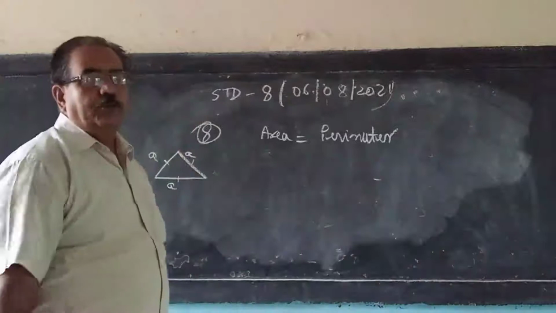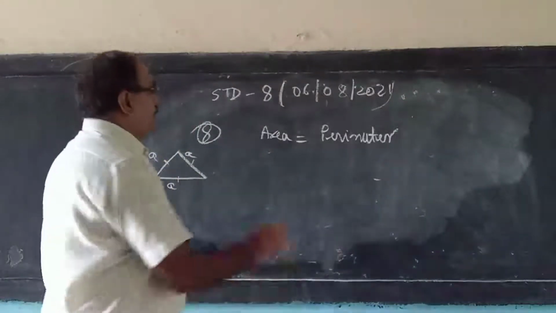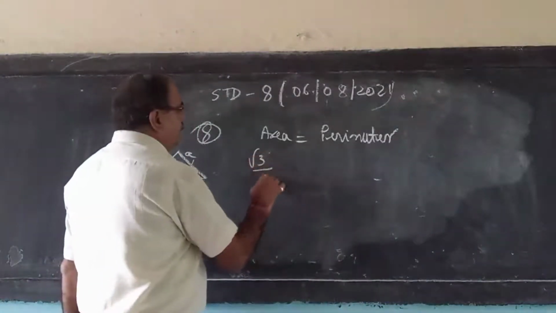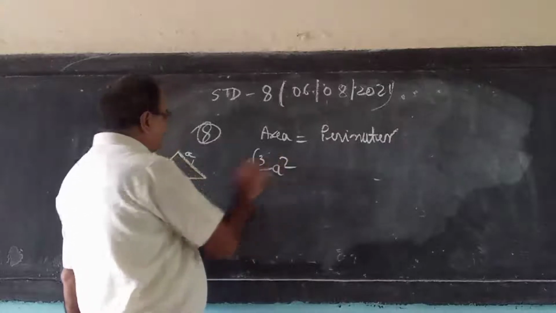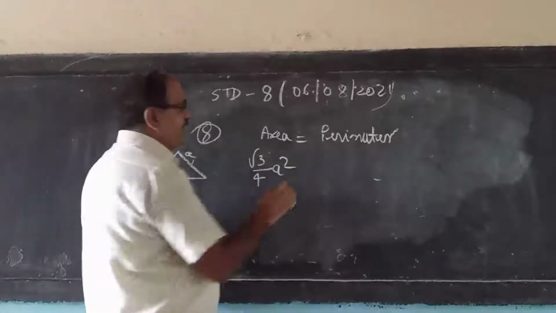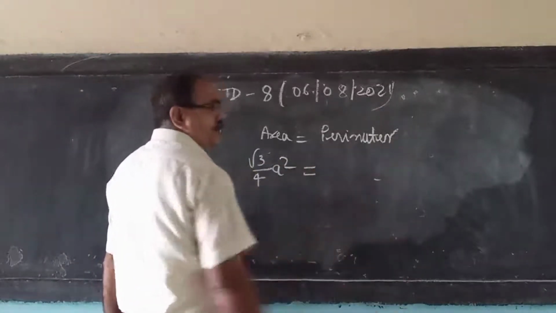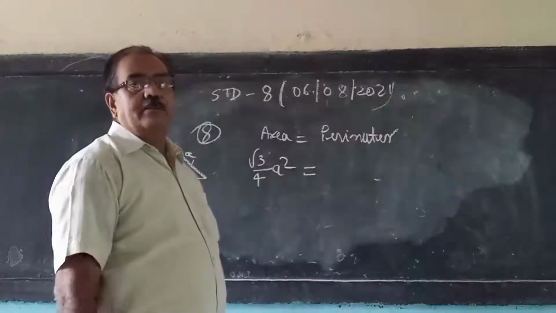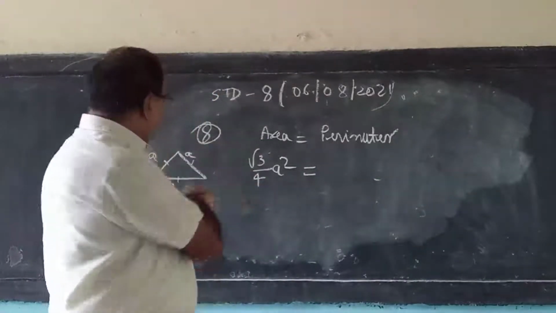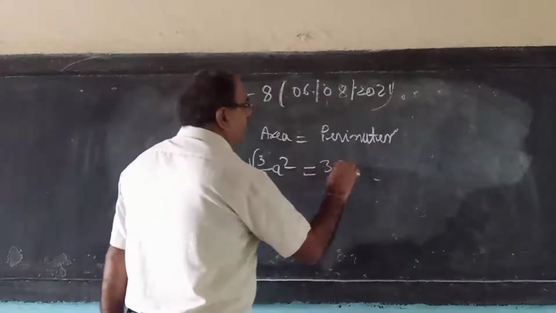So what is the formula to find the area of the equilateral triangle? The formula is root 3 by 4 A square. What is A? A is the side of the equilateral triangle. This is equal to the perimeter. The perimeter of the equilateral triangle means the sum of all sides. So A plus A plus A means that is equal to 3A.